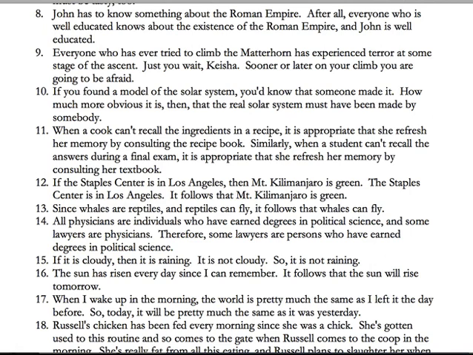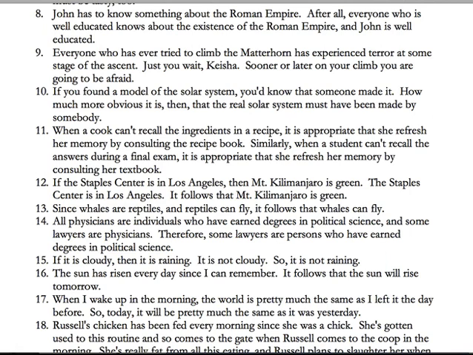In any case, what we're looking for is the conclusion. The conclusion is that a student who can't recall the answers during a final exam should refresh her memory by consulting her textbook. The evidence for that? The similarity to a cook not being able to recall the ingredients in a recipe, and the appropriateness of the cook refreshing her memory by consulting the recipe book.